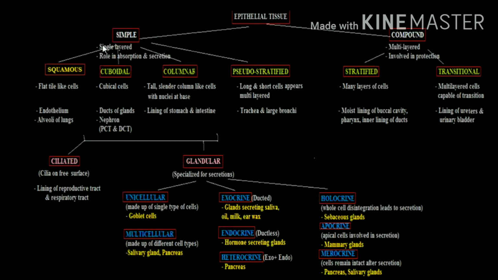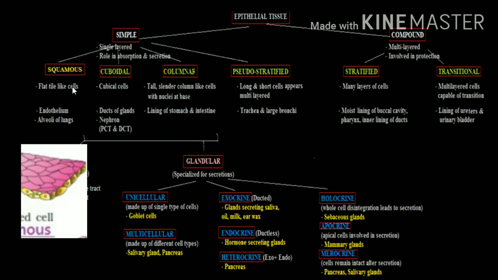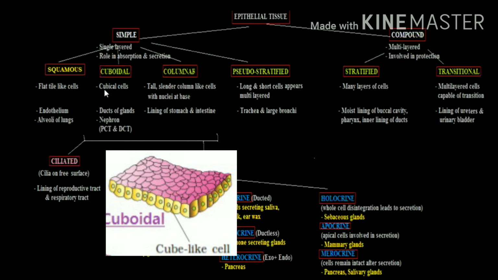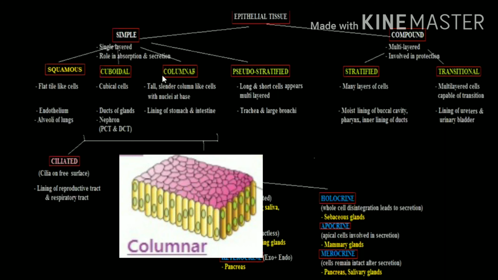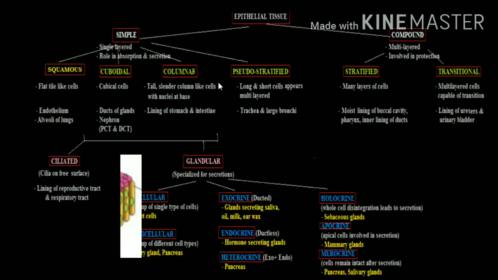Simple epithelium is further divided into squamous, cuboidal, columnar, and pseudostratified. Squamous is made up of flat tile-like cells, so it is also called pavement epithelium. Cuboidal epithelium, as the term indicates, is made up of cubical cells. Columnar epithelium is made up of tall, slender, column-like cells with nuclei at the base.